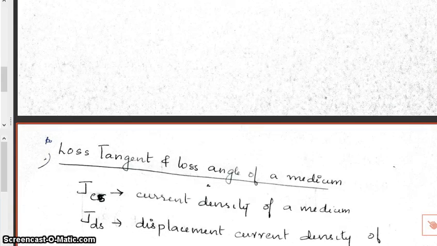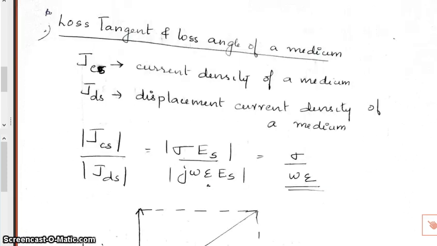Next we will see the terms loss tangent and loss angle of a medium. You are familiar with the current density of a medium, that is Jc, and the displacement current density Jd. You know the current density J is given by the formula sigma E, and the displacement current density is given by the formula j omega epsilon E. We studied this in Maxwell's equations.